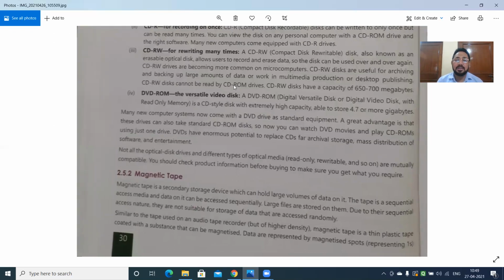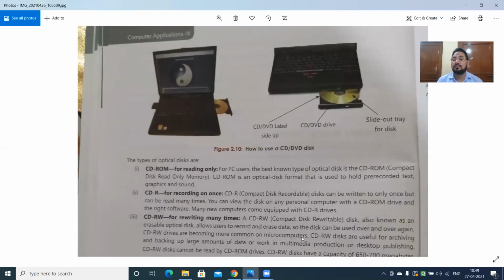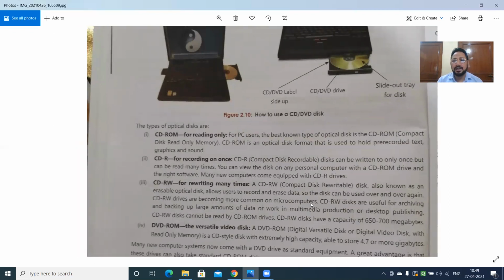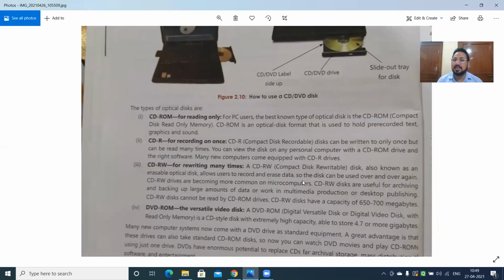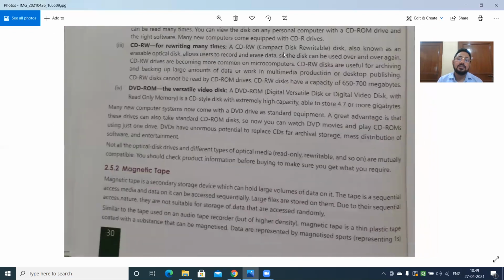So I'll not explain anymore. You have understood. It's like a silver round, circular plate type of disc, an optical disc, है ना? And different types are there: CD-ROM, CD-R, CD-RW, DVD.